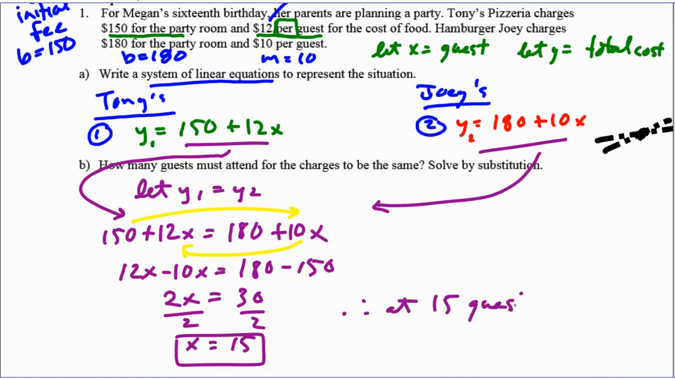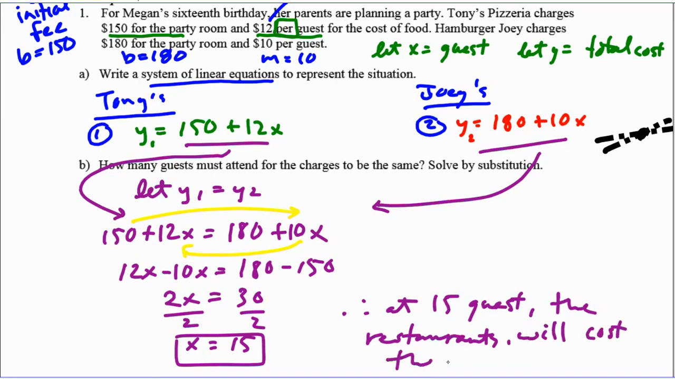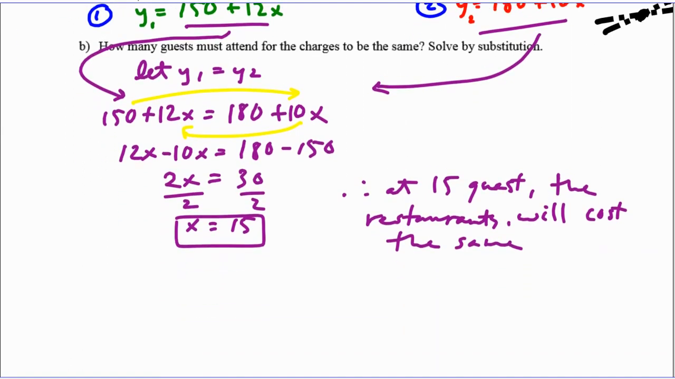So at 15 guests, the restaurants will cost the same. Now, the next question would be, well, how much is that cost? This question doesn't ask that, but often you'll see that as the next thing.